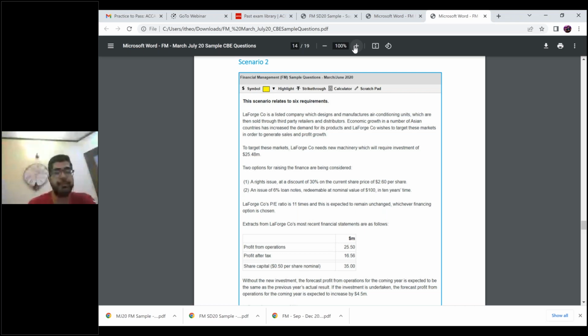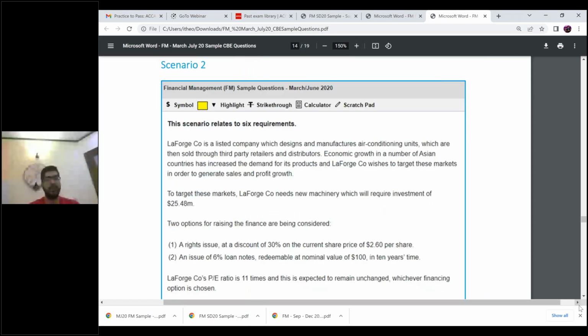Now the question is from March-June 2020. This scenario relates to 6 requirements.